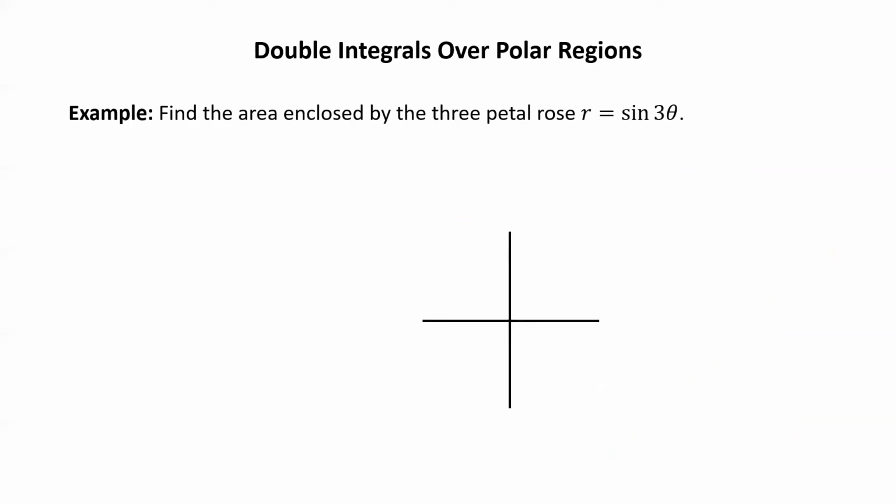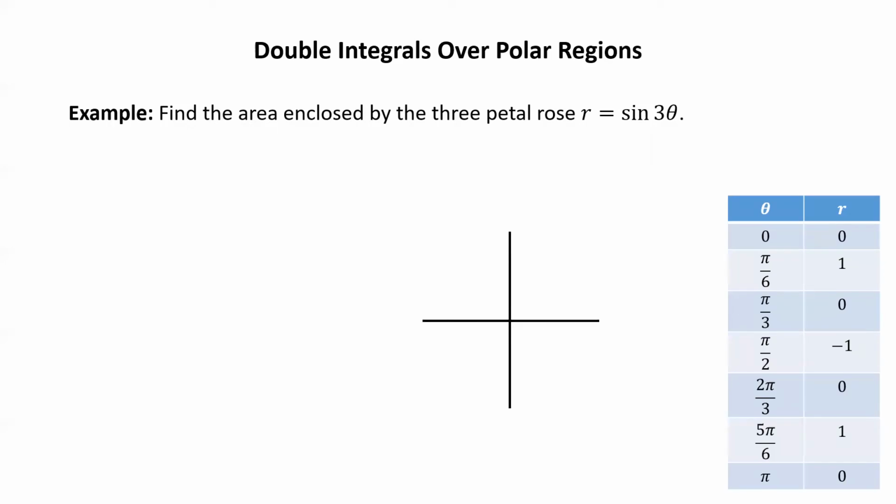Let's start by drawing a picture of the 3-petal rose, starting with a table of values. Notice in this case that for my key points that I'm using for theta, I'm not just going to go from 0 to pi over 2 because I'm missing too much information. Instead, I want to set 3 theta equal to pi over 2. And when we divide by 3, we get theta equals pi over 6. So we want to move in multiples of pi over 6 instead of multiples of pi over 2 so we don't lose too much information.